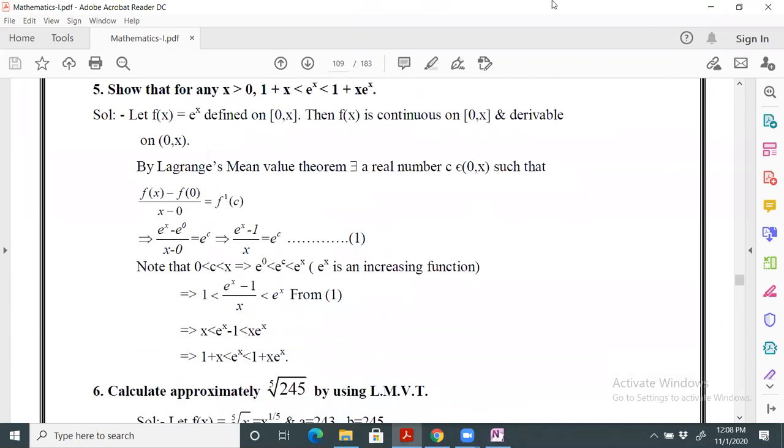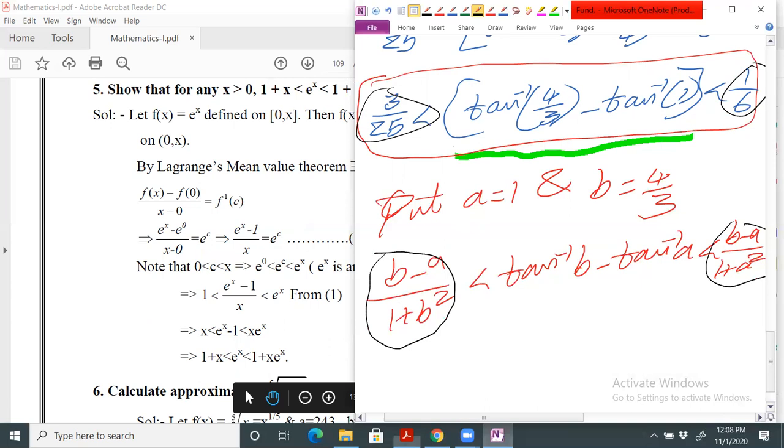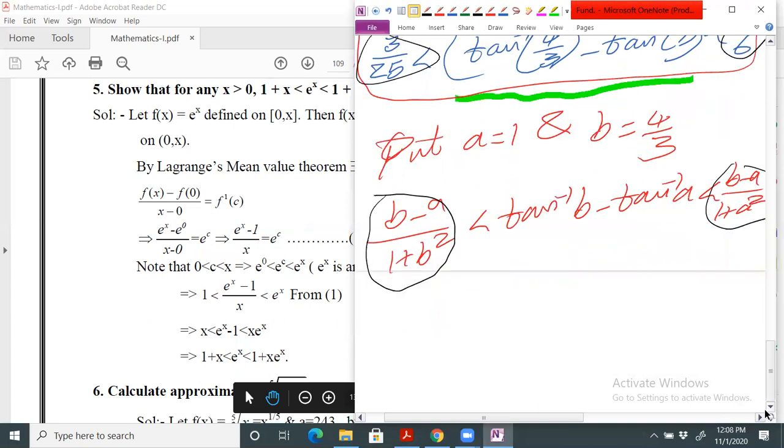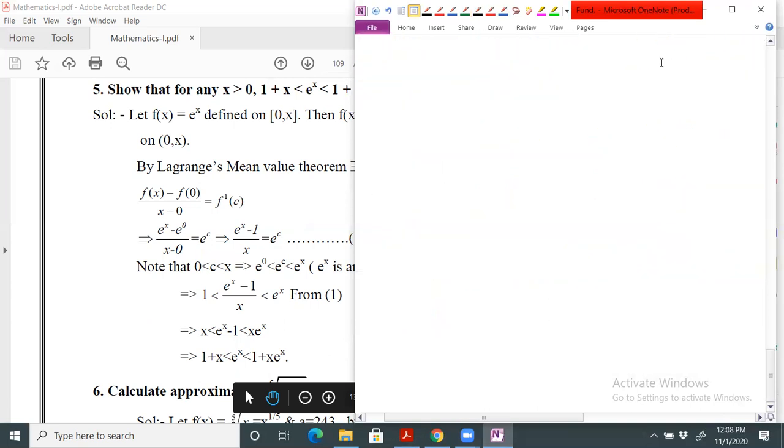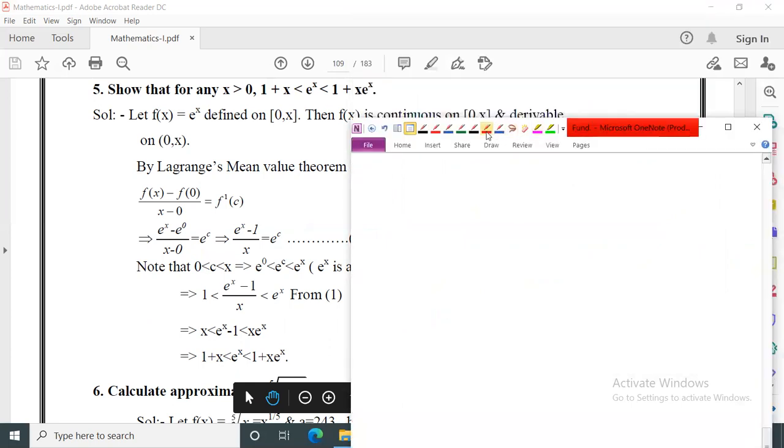Now, if we observe this, what can we assume? Here I am mentioning the problem. I'm going to write the problem here. Show that for x greater than 0, 1 plus x is less than e power x is less than 1 plus x into e power x. So we have to show this.